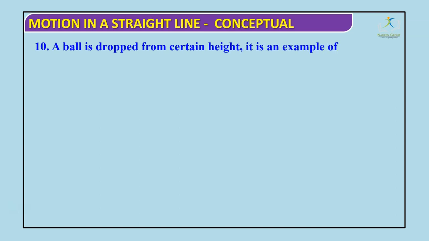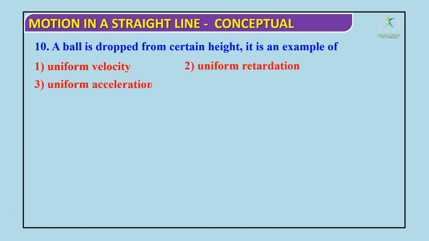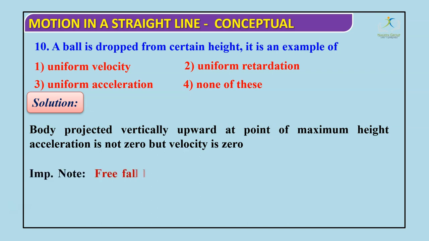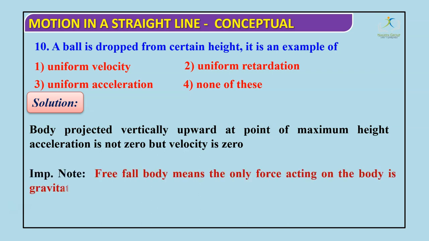Next, a ball is dropped from a certain height. It is an example of uniform velocity, uniform retardation, uniform acceleration, or none of these. So the solution is: for a body projected vertically upward at the point of maximum height, acceleration is not zero, but velocity is zero. An important point is that free fall means the only force acting on the body is gravitational. That means it will be uniform acceleration.